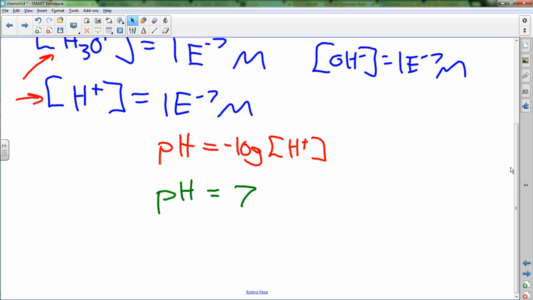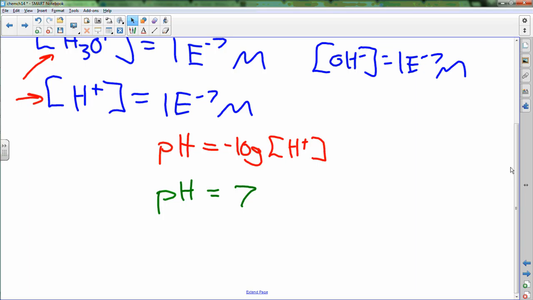But 7 is right in the middle. I'm saying that's what pure water's pH is, because the concentration is 1 times 10 to the negative 7. That would be neutral, right? We're going to look at that chart in a minute. Can we test the pH of water? Yeah, with pH strips.